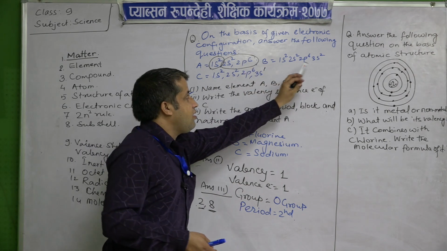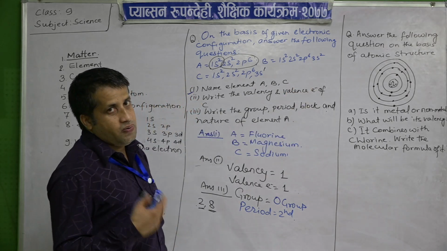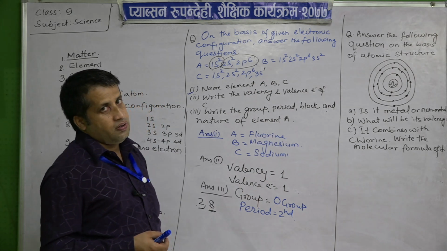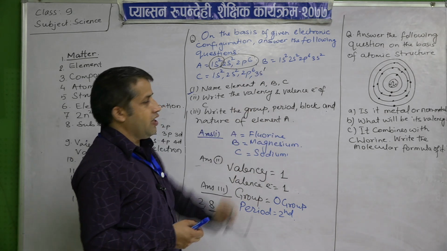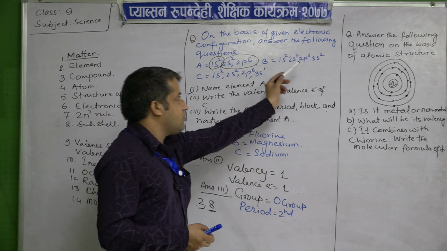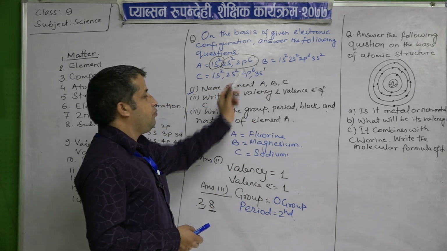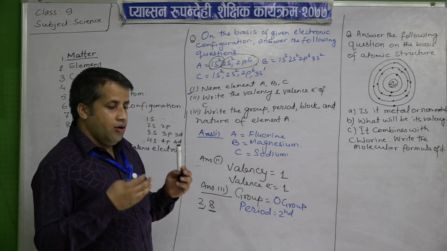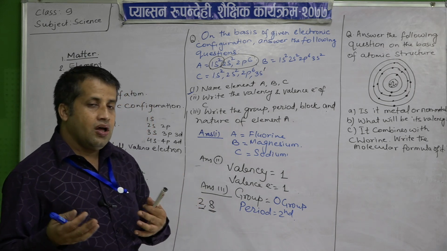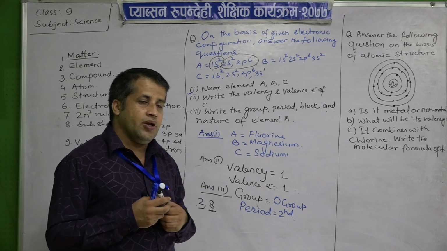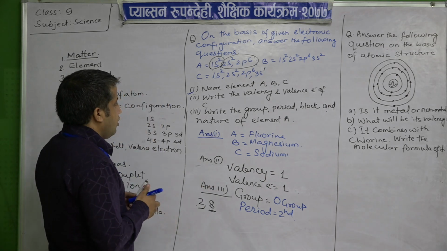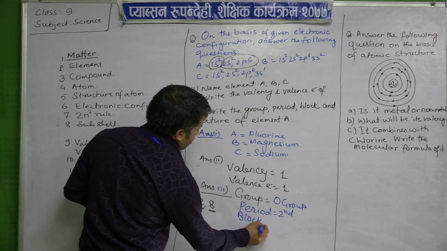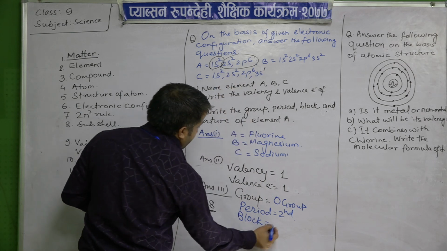Here the last electron is entering S, so it belongs to S block. If it is belonging here, here also S block, because the last electron is in the S subshell. Here also S subshell. Here in P subshell the last electron is entering. That is how we know the block in which an element belongs. So here you can write the block as P block.